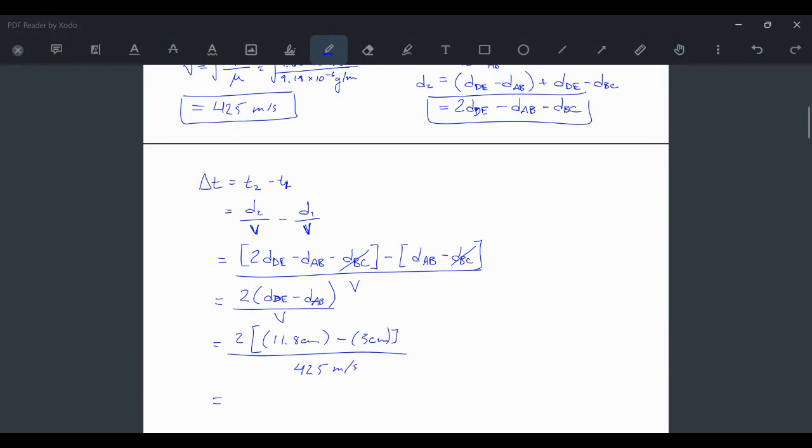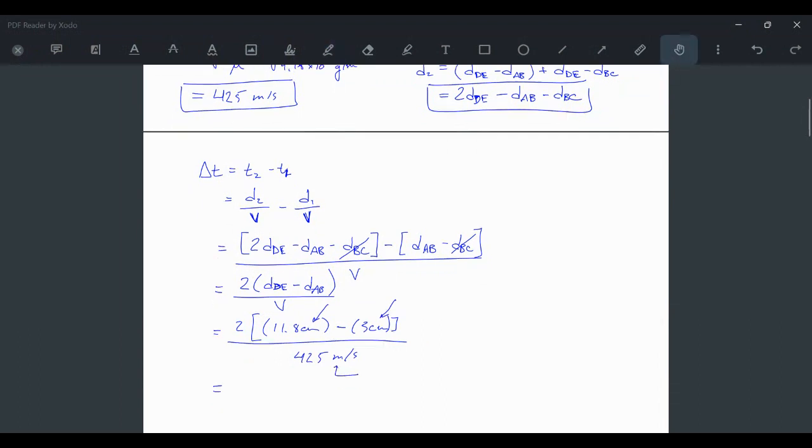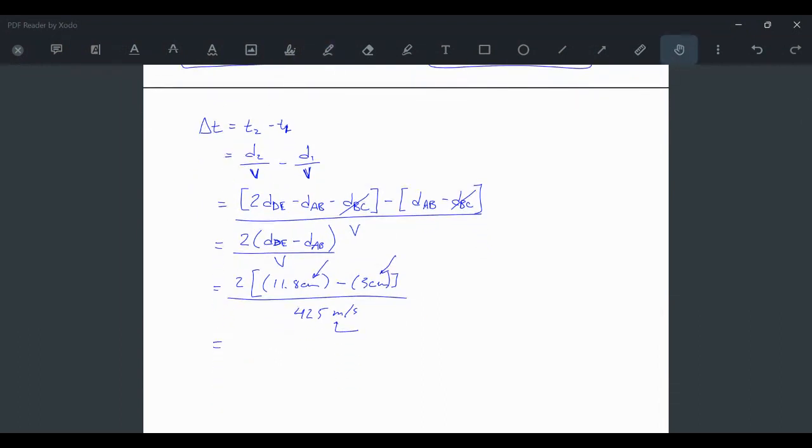And what we find, put that into your calculator, make sure you do a unit conversion with the centimeters so that they work nicely with the meters here. But you should find something just a little bit above 400 microseconds, or 400 times 10 to the minus 6 seconds. Something like that.